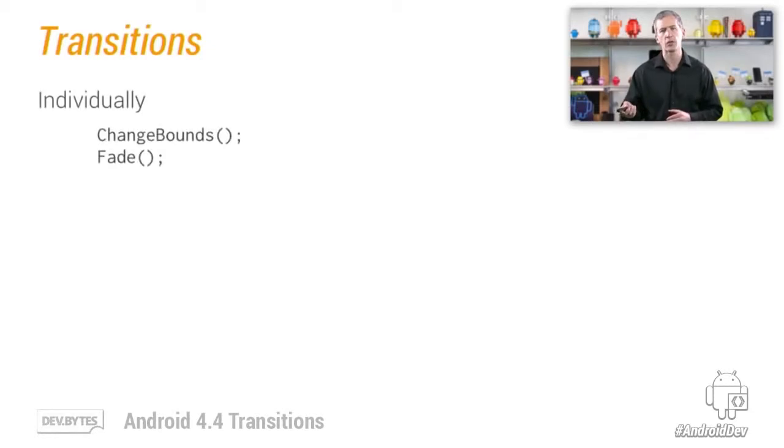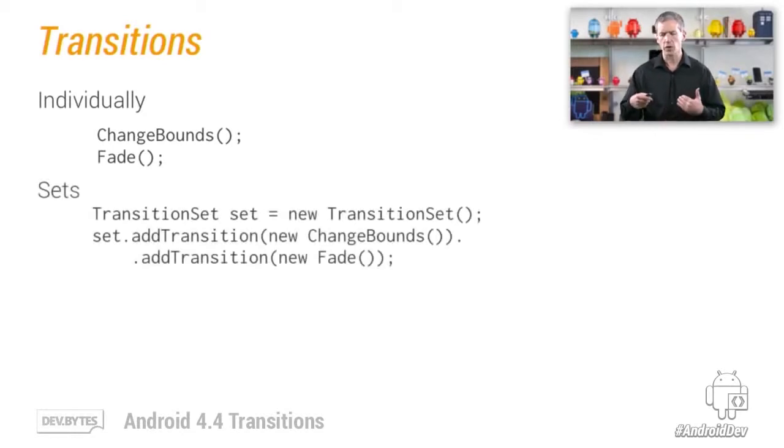There's a few different ways to create transitions. You can just create these things directly. We have some defined in the framework already. There's a change bounds, which will move and resize objects that change between scenes. There's a fade that will fade things in and out according to whether they come or go between scene changes. And then there's also a transition set, which is kind of the transition equivalent of animator set. It's basically a group. It's a way of choreographing several different transitions.